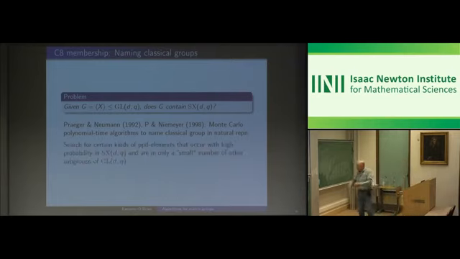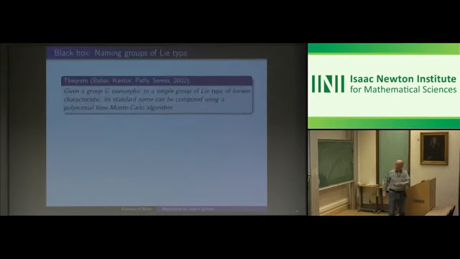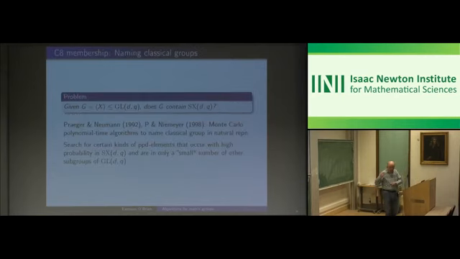Again, what goes on is that they search for certain kinds of PPD elements that occur with high probability in classical groups and are only in a small number of other subgroups. And what they do then is, once they find some, they can rule out the small number of other subgroups. It's a Monte Carlo algorithm. It's essentially saying to you, if you do discover these elements, then you're guaranteed that it contains the classical group. If you don't discover them, there's a small probability of error.